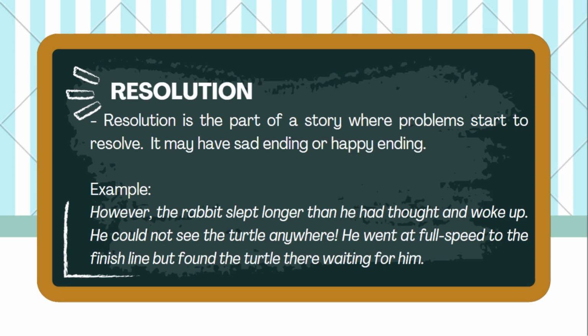The resolution is the part of a story where problems start to resolve. It may have a sad ending or a happy ending. For example, however, the rabbit slept longer than he had thought and woke up. He could not see the turtle anywhere. He went at full speed to the finish line, but found the turtle there waiting for him. Here we can find that the problems start to resolve.